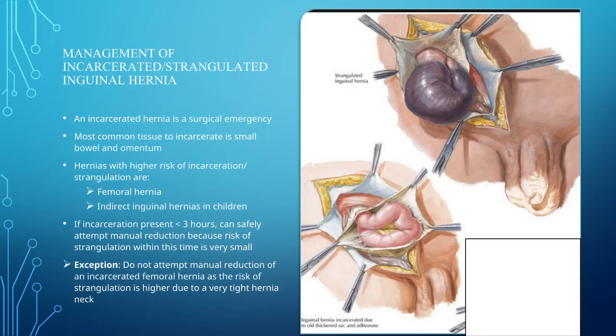Let's discuss incarcerated hernia, which is a surgical emergency due to the risk of progression to strangulation and bowel necrosis. The most common tissues to incarcerate are the small bowel and omentum. Femoral hernias and indirect inguinal hernias in children have a particularly high risk of incarceration and strangulation.